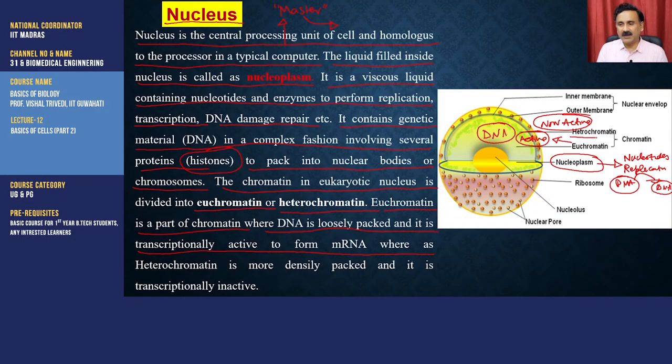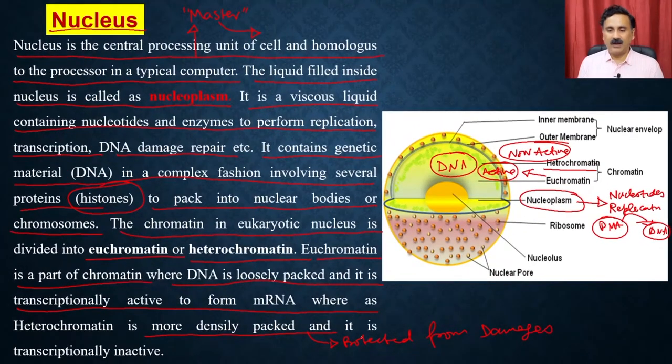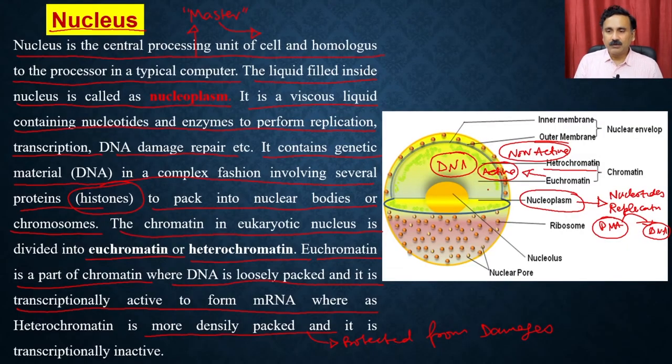The DNA present in the heterochromatin is more densely packed, and because of that it is protected from any kind of damage. And it is transcriptionally inactive. So for the portion that you require, for example, if there is a requirement of the insulin molecule, right, then that insulin gene is going to be present in the euchromatin, and that's how the insulin is going to be transcribed within the nucleus, and that's how the insulin production is going to start in the cytosol.